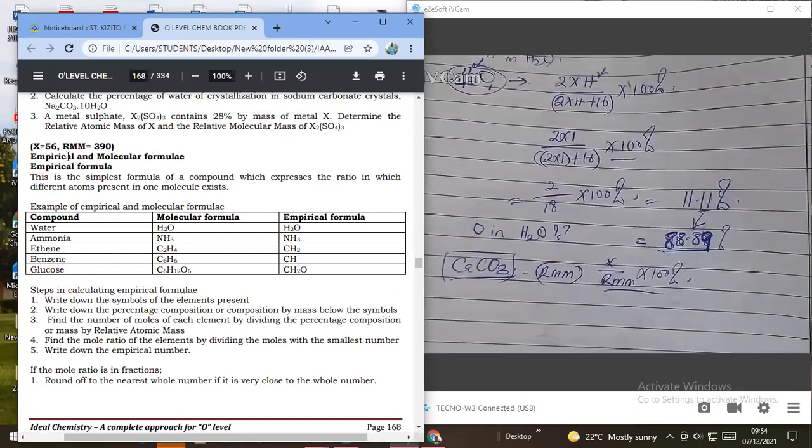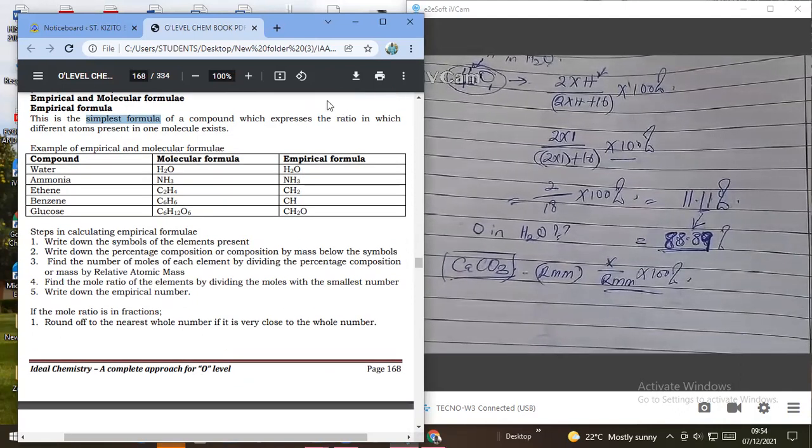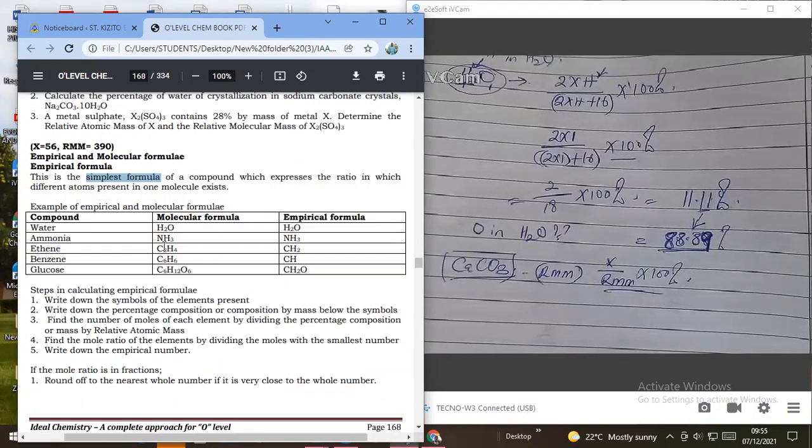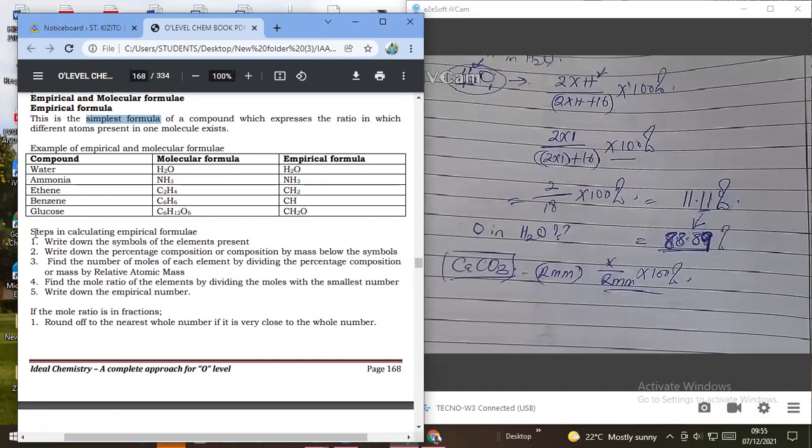So here we looked at the empirical formula and molecular formula. Empirical formula is the simplest formula of a compound which expresses the ratio in which different atoms present in a molecule exist. The simplest formula. They can give you the elements in percentage composition, or in terms of mass, but they want the simplest formula that expresses the elements. That's the simple steps.